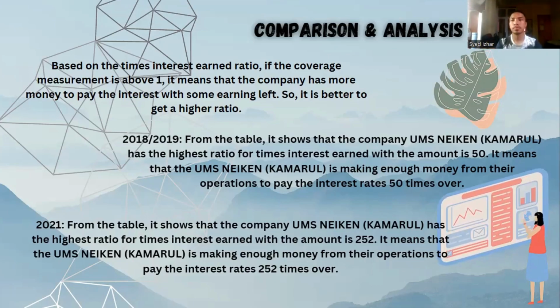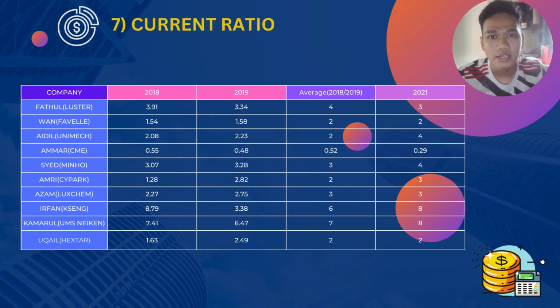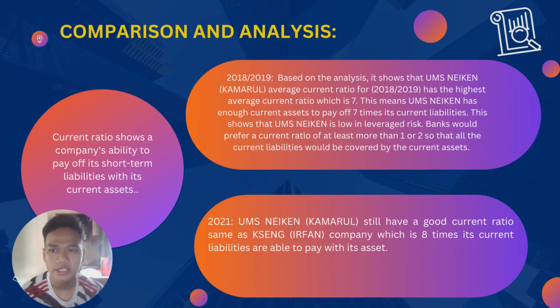Thank you. For the current ratio, the higher the current ratio, the more capability the company has to pay its short-term liabilities. As we can see, based on the analysis for the 2018 and 2019 comparison, UMS Naked has the highest average current ratio, which is 7. This shows that UMS Naked is low in average risk. Banks would prefer a current ratio of at least more than 1 or 2 so that all the current liabilities would be covered by the current assets.